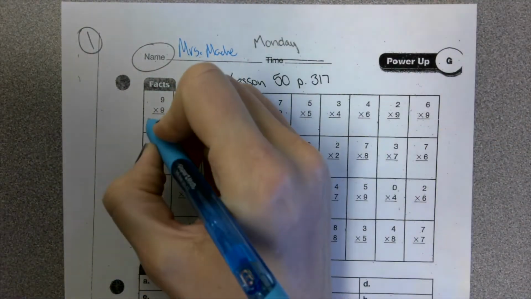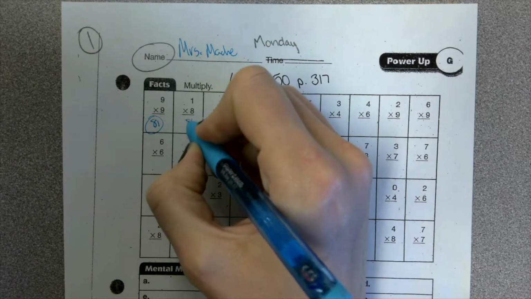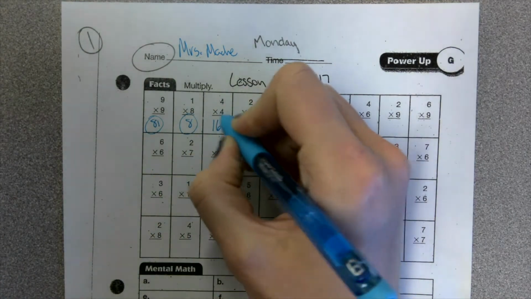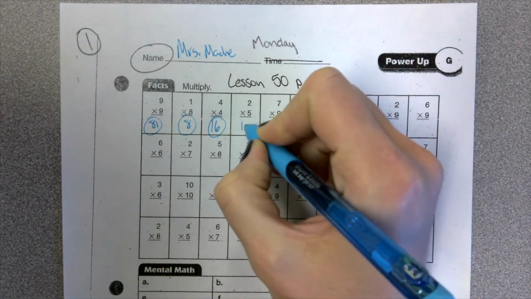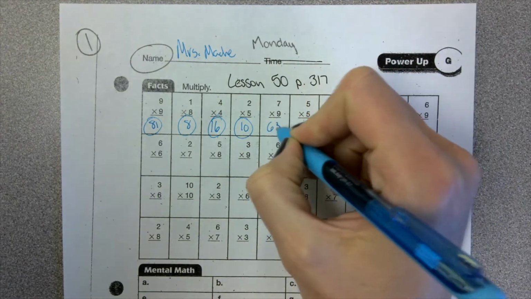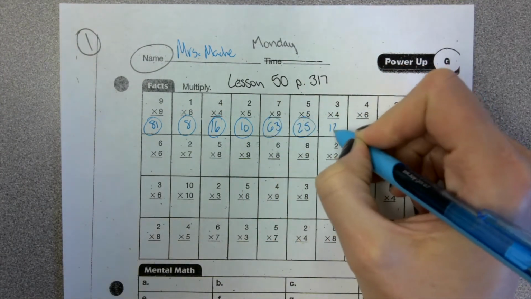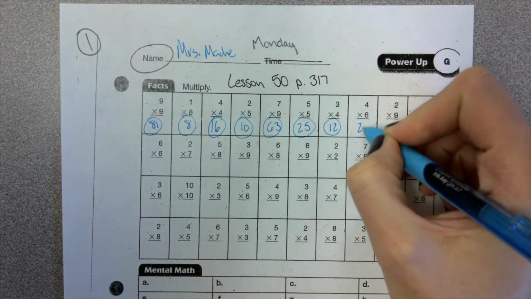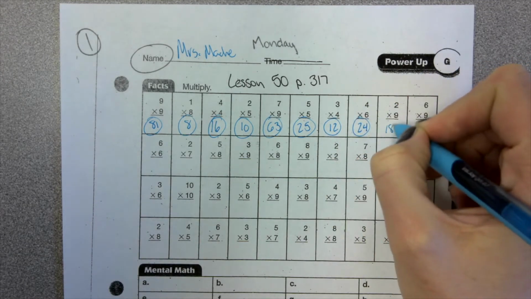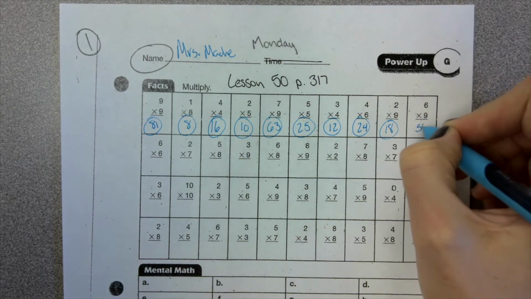9 times 9 is 81. 1 times 8 is 8. 4 times 4 is 16. 2 times 5 is 10. 7 times 9 is 63. 5 times 5 is 25. 3 times 4 is 12. 4 times 6 is 24. 2 times 9 is 18. 6 times 9 is 54.